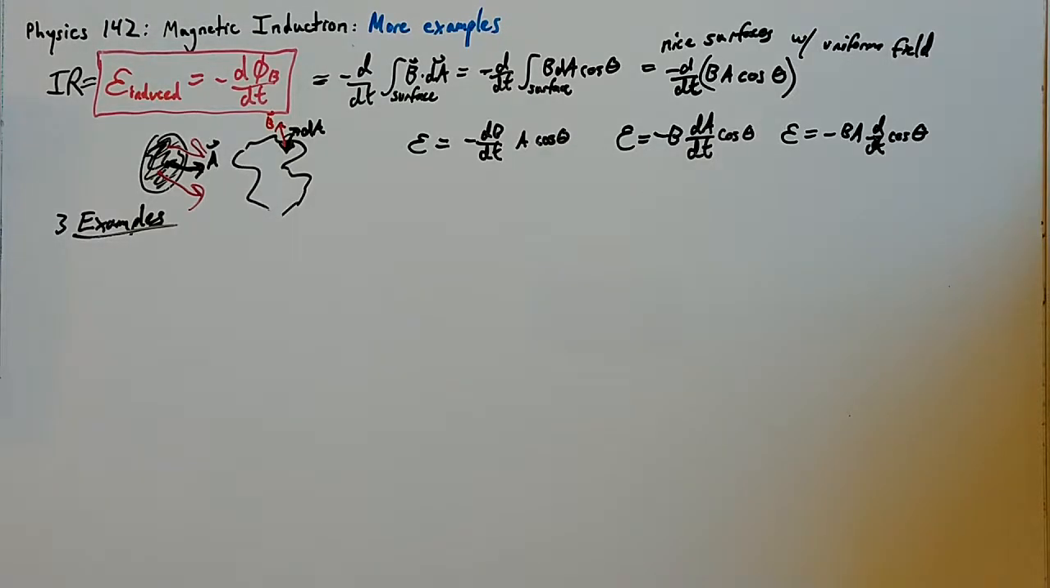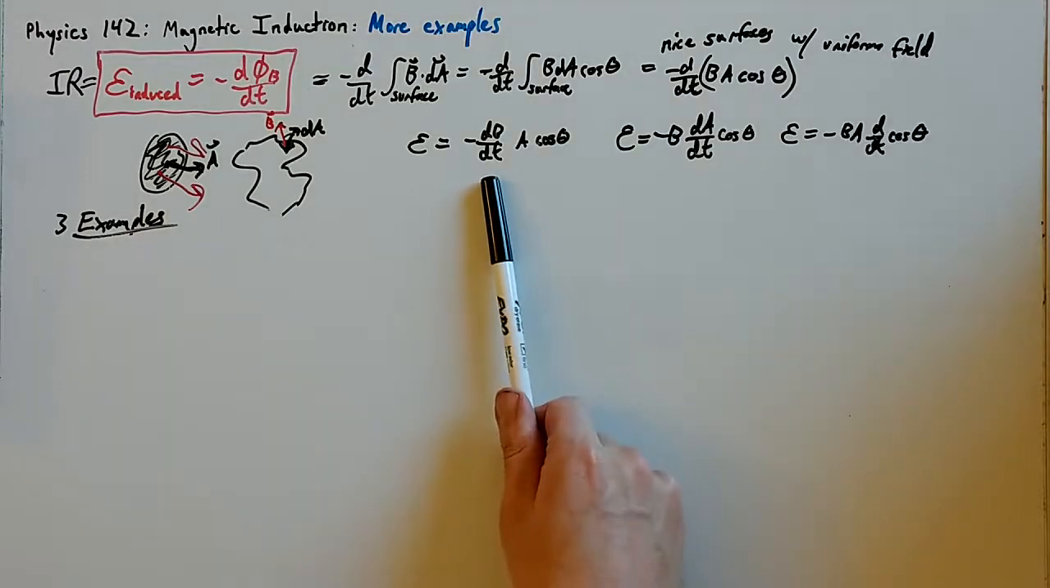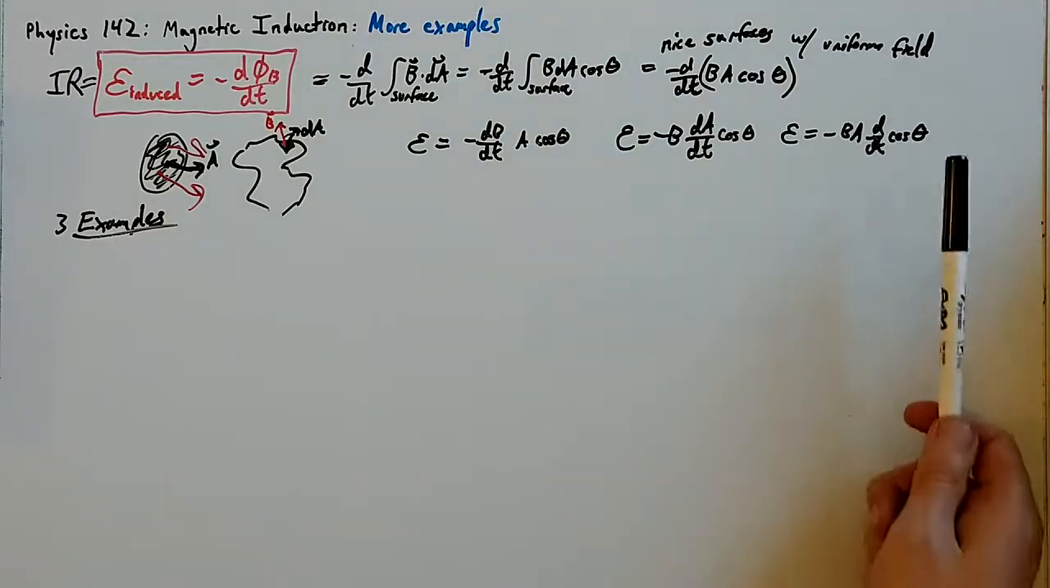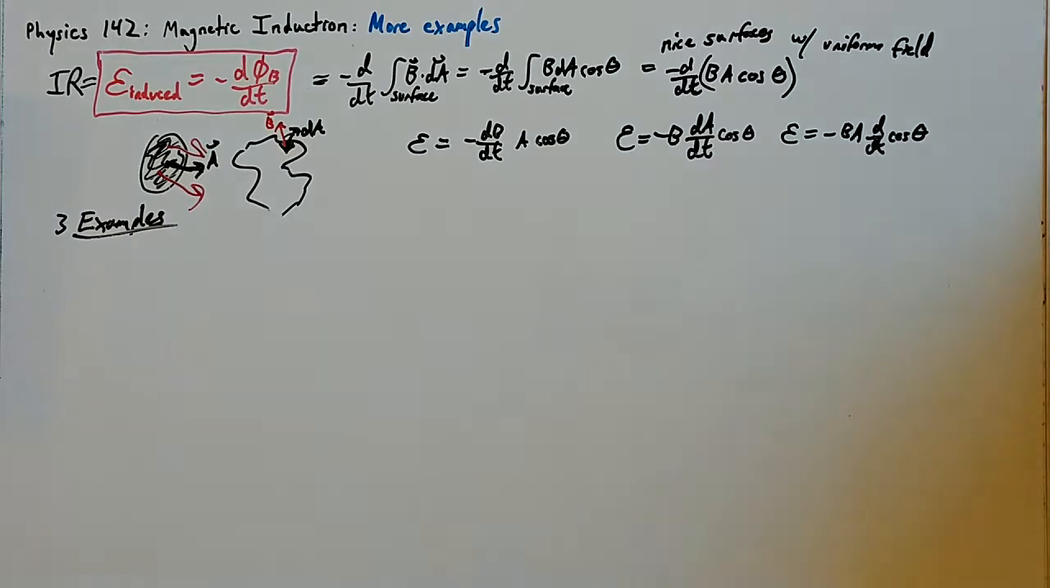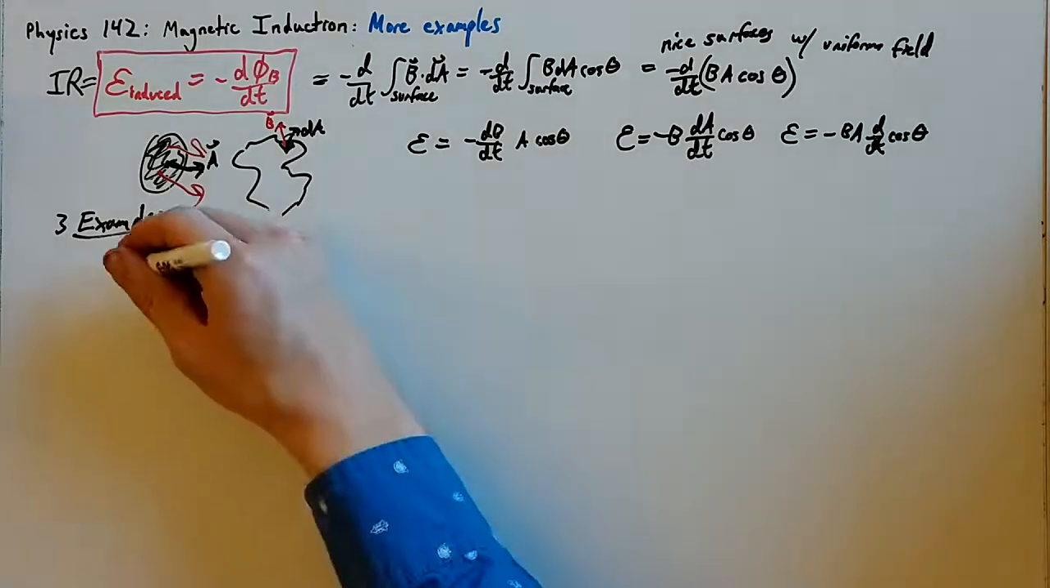So in the last video, I did examples where we changed the magnetic field, and I did an example where we changed the angle. All right. Now I want to do one more example where we're changing the area, and in doing that, I want to introduce a concept which we call motional EMF. All right. And basically the idea of motional EMF, so we'll just write this down.